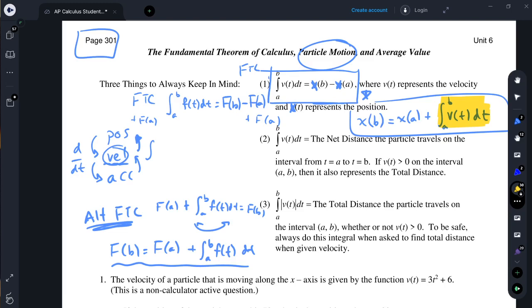And that's actually exactly what the second tab says, that the integral from a to b is the net distance. Net distance basically means our change in position, which would also be our displacement.